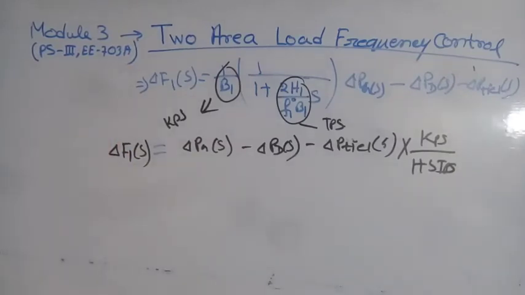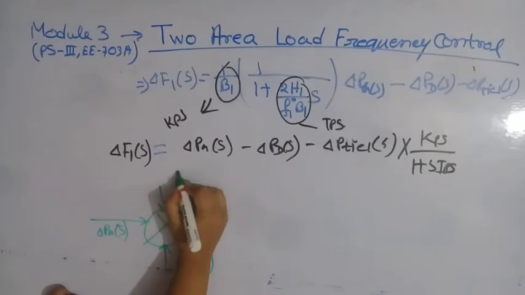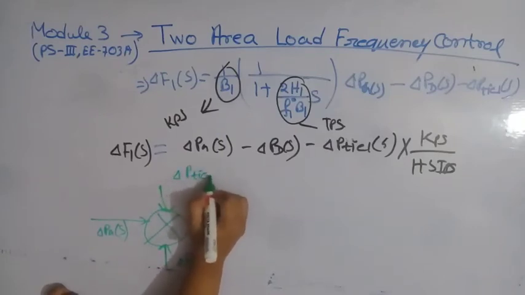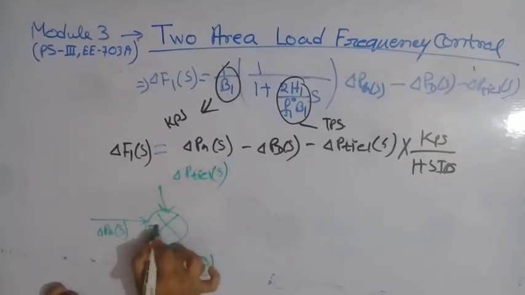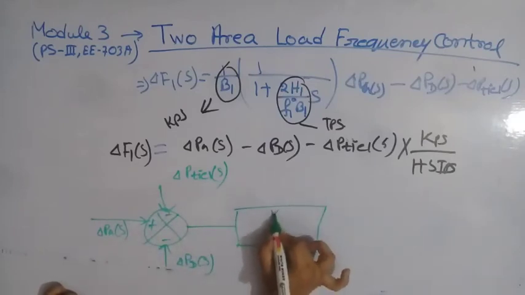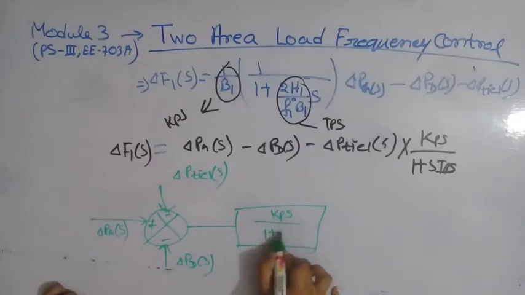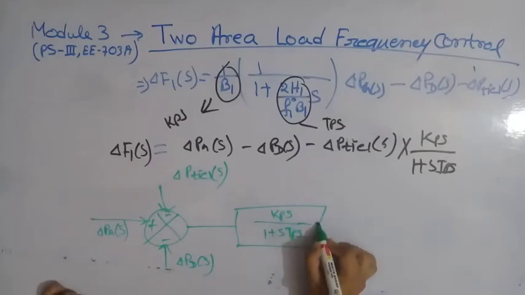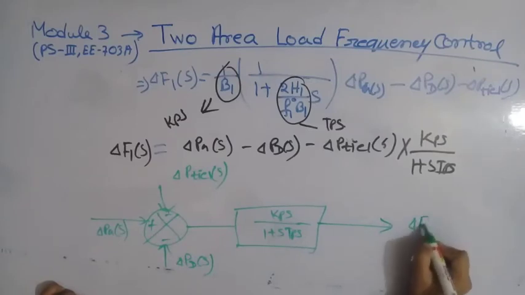Now if we draw the block diagram, then there are 3 inputs. One is delta PGs, second one is delta PDs, and third input is delta P tie. And the transfer function is Kps over 1 plus s Tps and output is delta f1s.